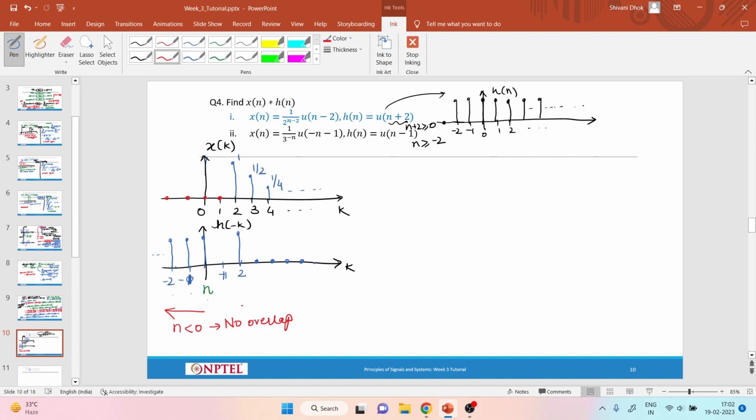But if I shift it this side, then there will be overlap. If I shift it rightwards, there will be overlap. So let us try to sketch what we mean by h of n minus k. So it's like this.